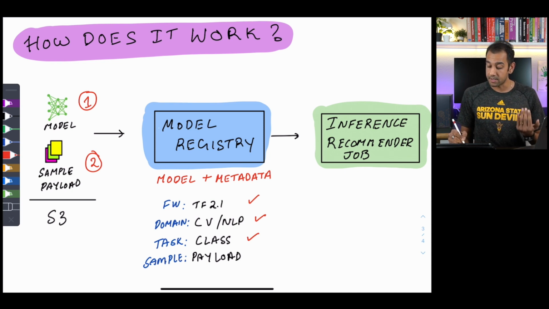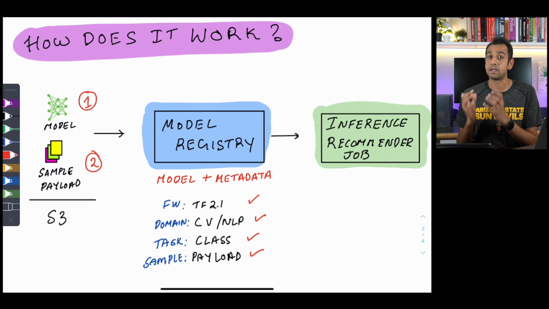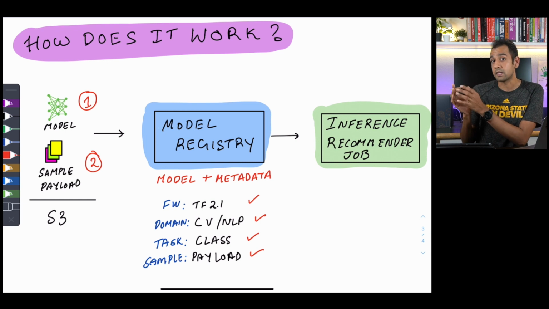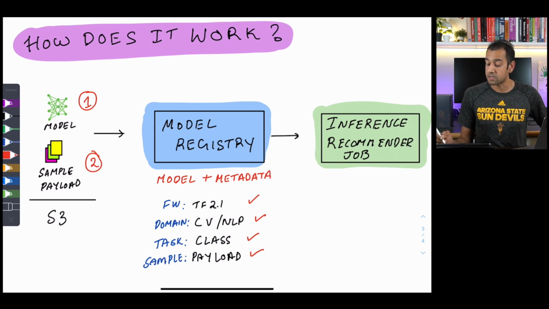And of course, you need the payload, and in the model registry, when you register your model, you also specify where the payload is. So all of this is encapsulated with this model registry, and you take this as an input to the SageMaker Inference Recommender job, and you submit a job.